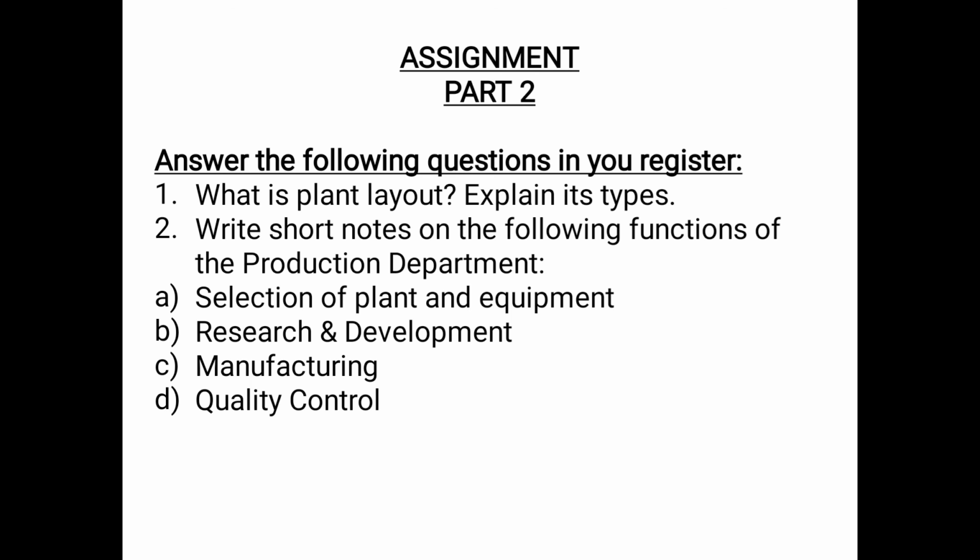Go through the video once again, part 1 and part 2 both. Revise the chapters, revise the content, complete all the written work, children, and do the learning part also.